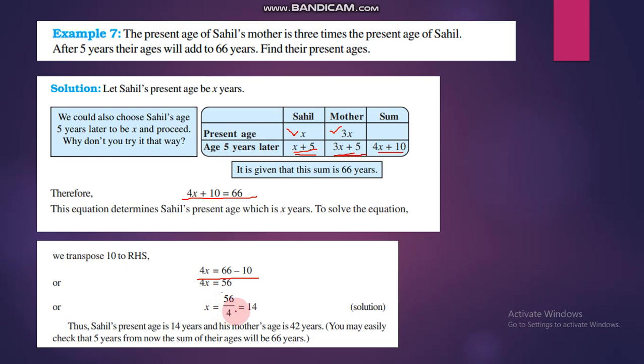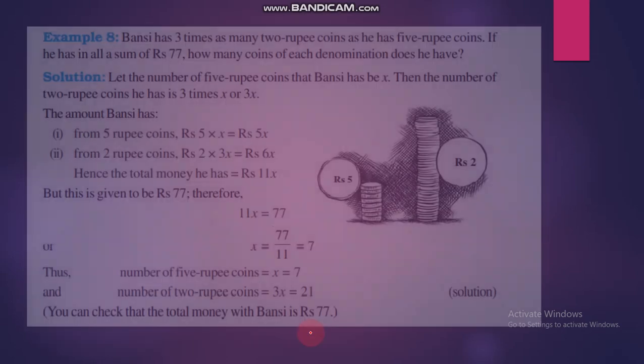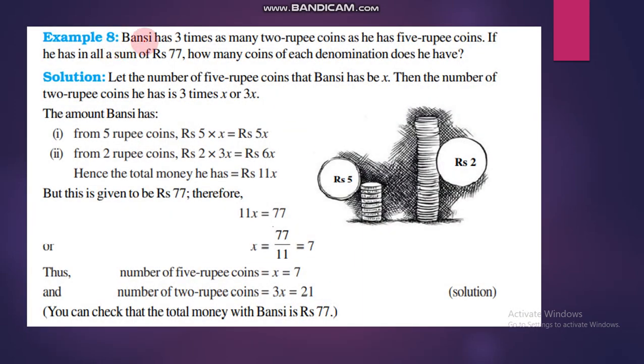So x is equal to 56 upon 4. 4 ones are 4, 4 14s are 56. So the answer is 14. This 14 is the age of Sahil, Sahil's present age. So Sahil's mother's present age is 42 years. Okay, the next example, number 8.